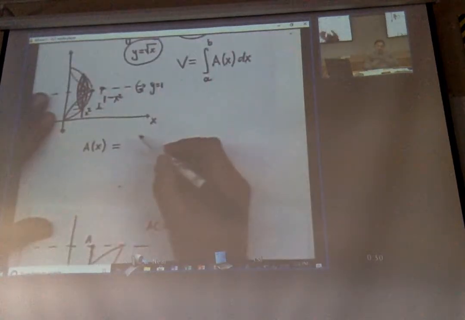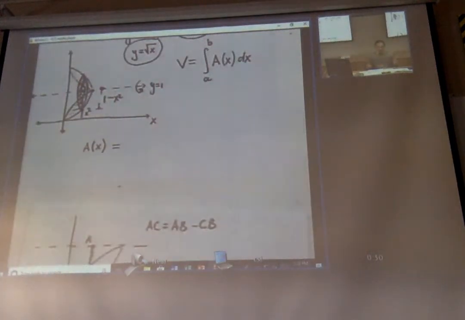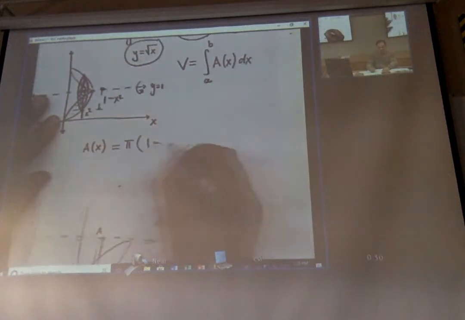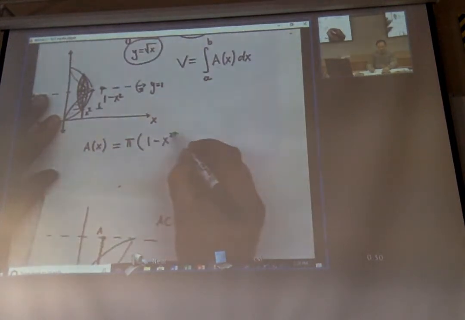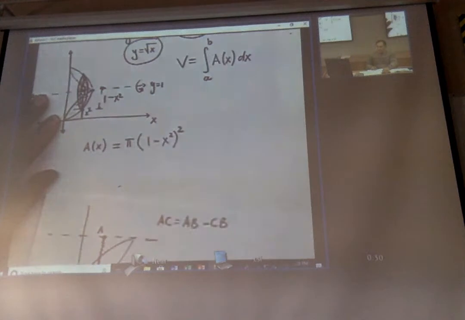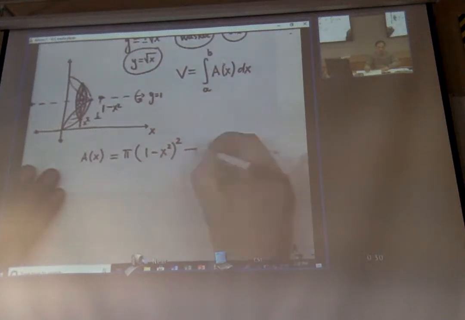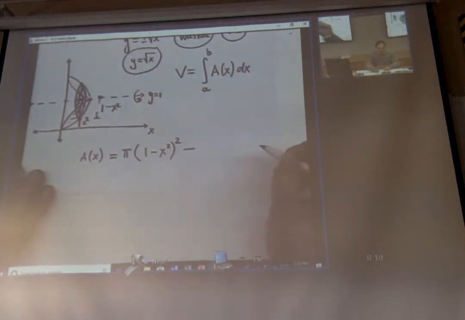So the radius is 1 minus x squared, but the area is what? Pi r squared, right? So we'll have pi times (1 minus x squared) squared. So this is the area of the larger circle. Then we do minus the area of the small one, right?